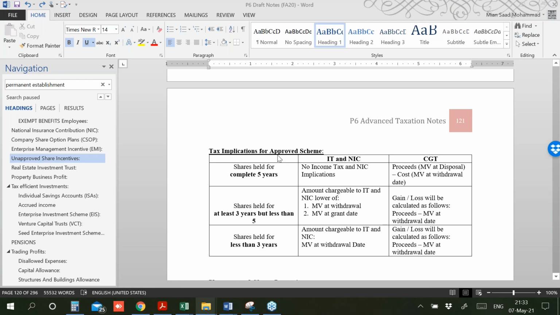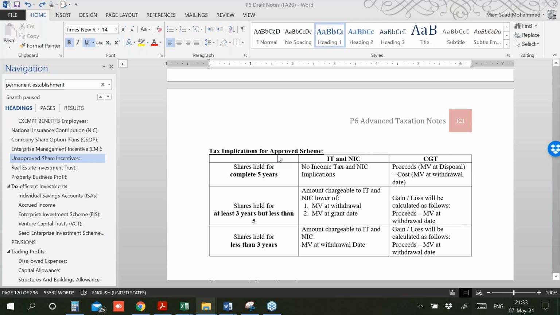If the shares are held for complete 5 years, there will be no income tax and NIC implications. And whenever you sell them, you have to pay CGT, but the CGT will be based on market value at the date of disposal, and your cost will be market value at the withdrawal date on which you have withdrawn the shares from the company. But it will be out of the scope of income tax and NIC.